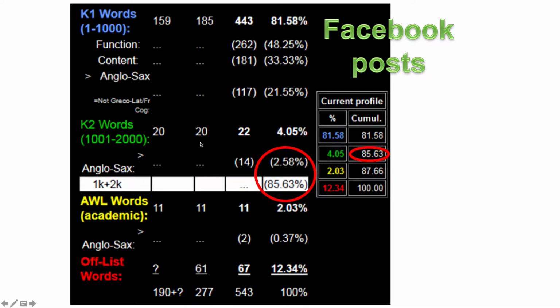Okay, so if we look at these statistics for some different kinds of texts that we might work with, here's a sample that I did with a bunch of Facebook posts. So I had a data set of English Facebook posts. This sort of represents more like conversation, where the K1 word list is 82% of all of the words. It's a pretty high percentage. It means we're mostly using everyday language.